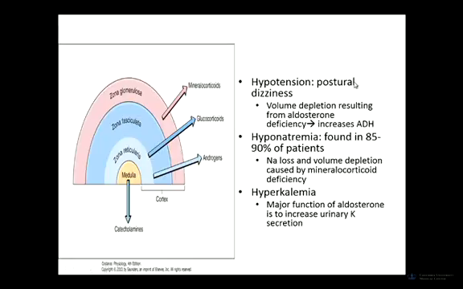And this leads to hypotension, in particular postural or orthostatic hypotension. And this is caused by volume depletion resulting from the aldosterone, which is the mineralocorticoid made by the zona glomerulosa, deficiency. And this leads to an increase in ADH, which then causes you to retain free water and get hyponatremia. And hyponatremia is found in 85 to 90% of patients with primary adrenal insufficiency. And you also have sodium loss and volume depletion because of the low aldo. And again, one of the major functions of aldosterone is to increase urinary potassium secretion, so you also see hyperkalemia.